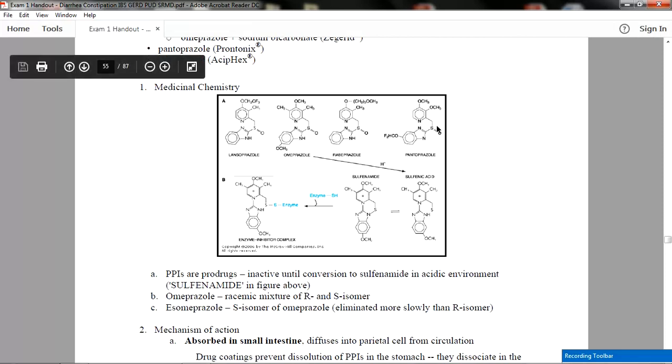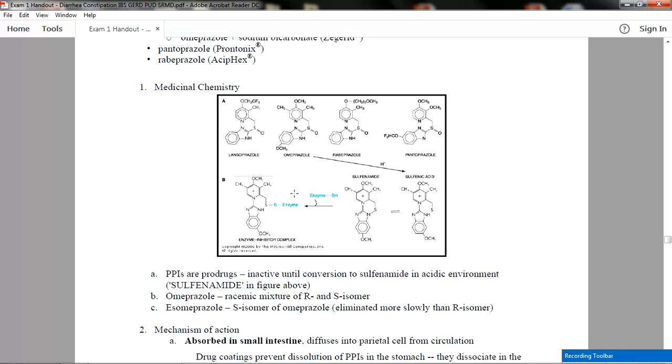But I just first want to continue with the med chem here. It's converted to the sulfenic acid, and that's reversibly converted to sulfenamide. Sulfenamide binds to, now this is an enzyme. Technically, I guess it's an enzyme because a proton pump is an ATPase. That means it's directly cleaving ATP. Okay, so that's the enzymatic domain.